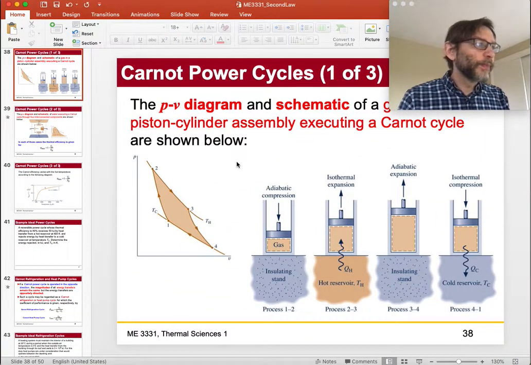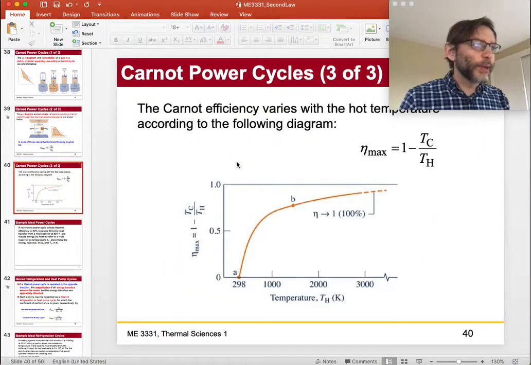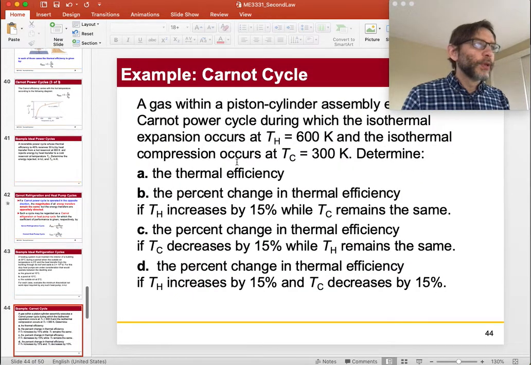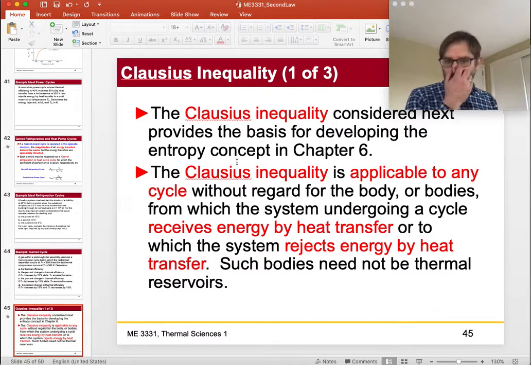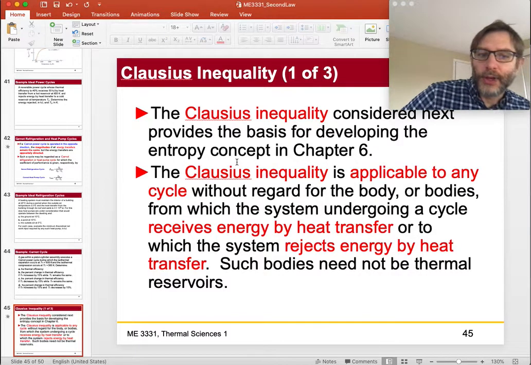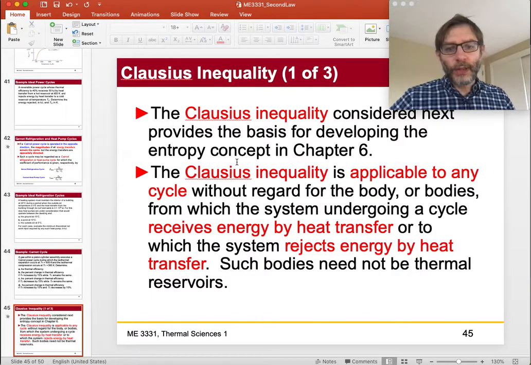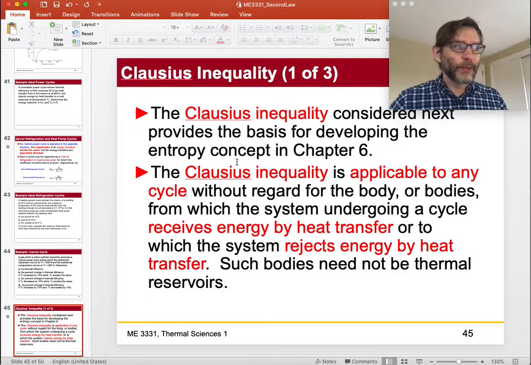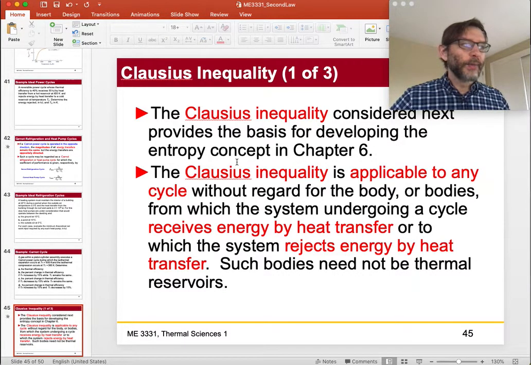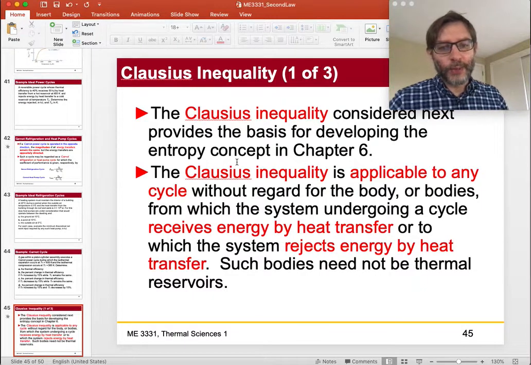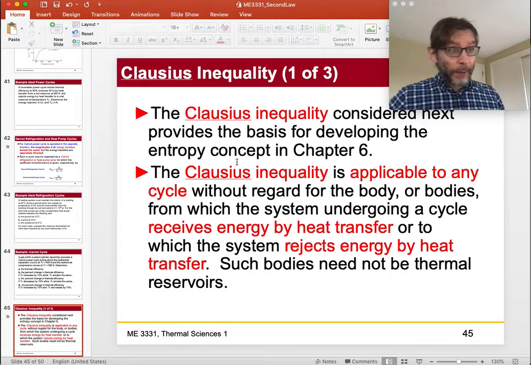Okay, great. So now let's see, where am I talking about here? Oh, here we go. Now, the last thing I want to talk about in this chapter is what's called the Clausius inequality. The Clausius inequality is the basis of what we will start talking about Monday with respect to entropy. Okay? The Clausius inequality is applicable to any cycle without regard to bodies from the system undergoing a cycle. This is setting us up for calling entropy a thermodynamic property, essentially.